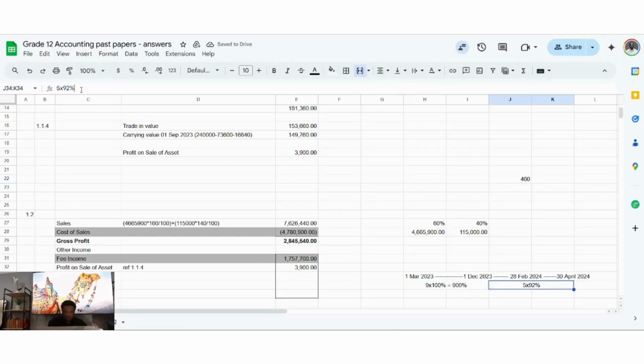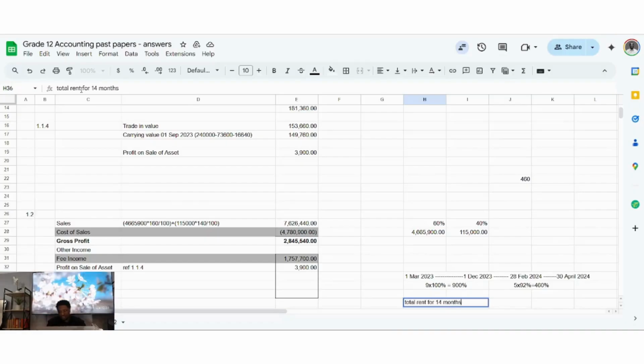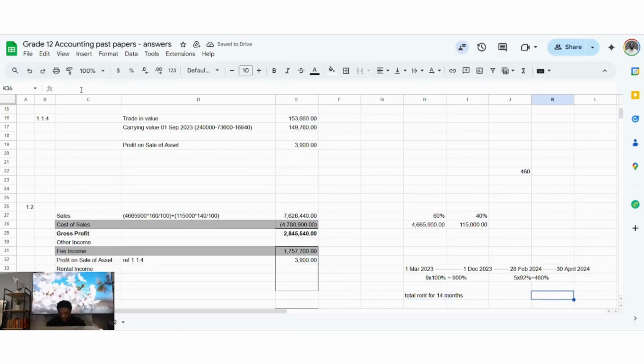So this is going to be 460%. And so the total rent for 14 months, because remember this is 9 months plus 5 months, so for 14 months we would have received rent that is equal to 900% plus 460%, which is basically 1360%.